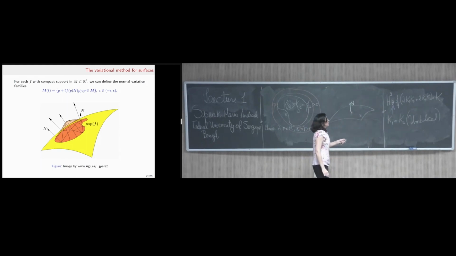So in this case, this letter f is a function with compact support in the surface M. What's the idea here? The idea is to define a functional and study the critical points of this functional, okay? And what I do is classify the surfaces. Yes, this is what I do. Let's move on.